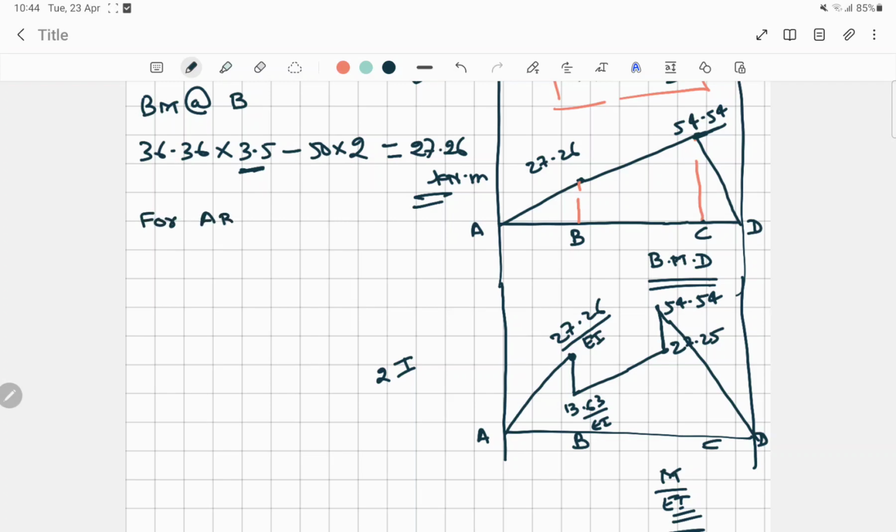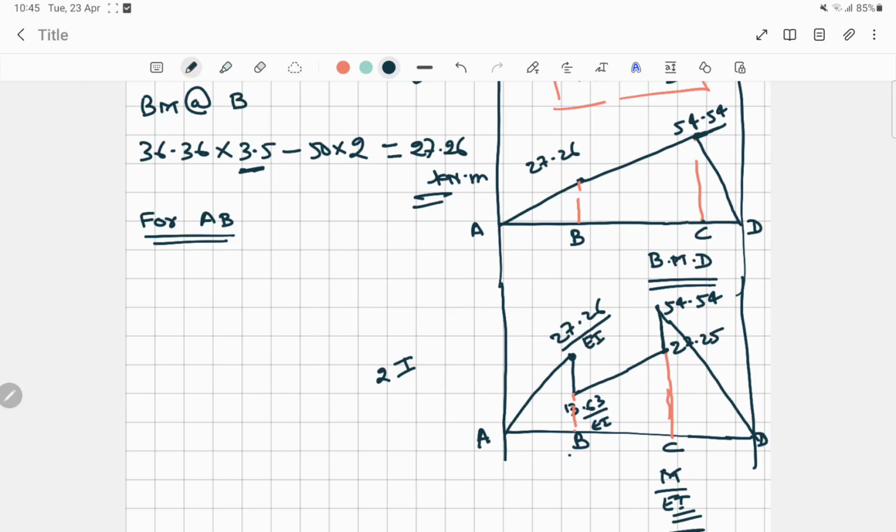For the A to B distance, we'll find the area. For this bending moment we can't find the area directly, so we'll divide it from A to B and from B to C, and this term is C. Now we'll divide it like this. First we'll solve for the A to B distance.